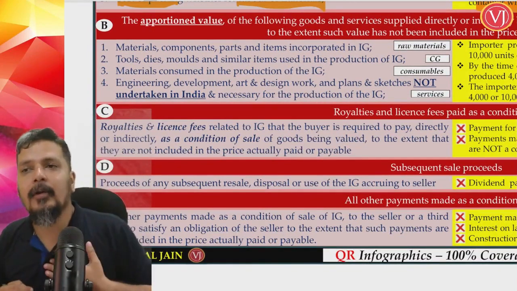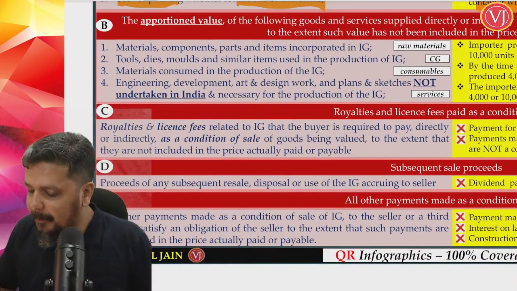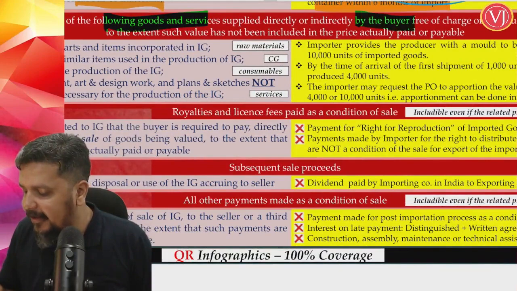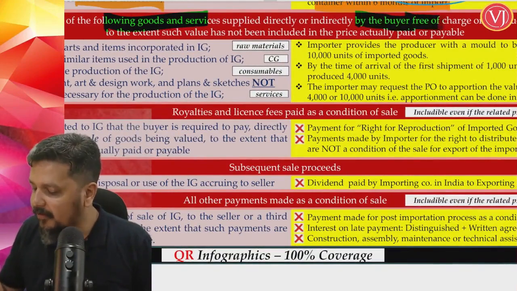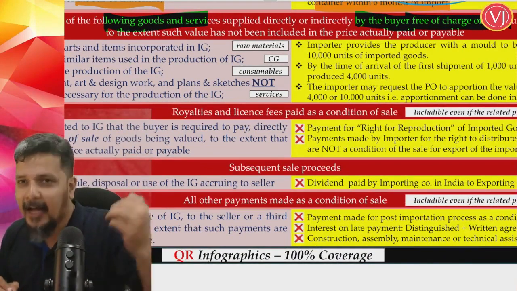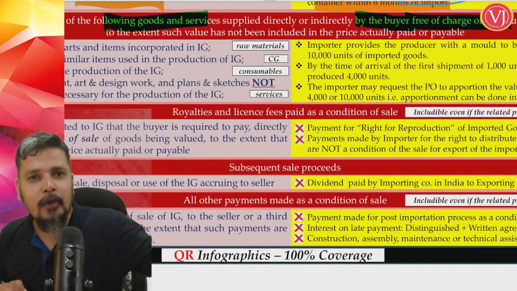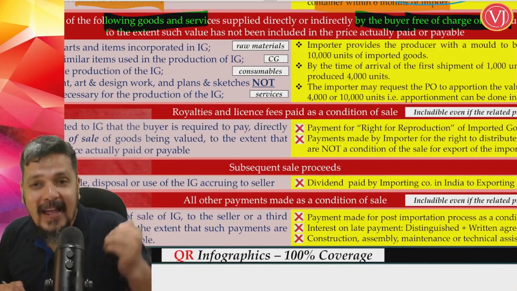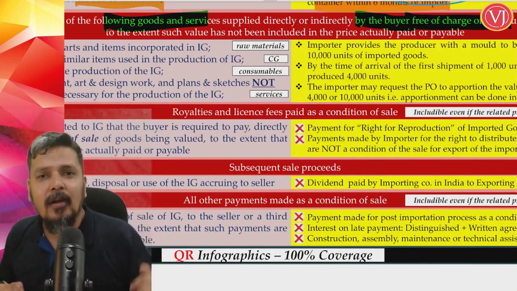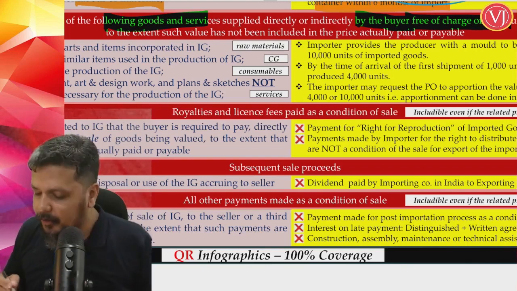I am the importer in India. I have supplied some goods or services to the exporter outside India. I am the buyer. I have given these goods or services free of charge or at a reduced price to the exporter of USA. I am going to import from USA, but I have sent some items from India to outside India, to the exporter of USA, at a reduced value or free of charge.